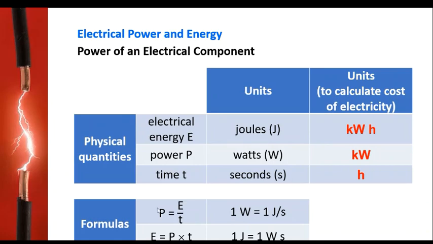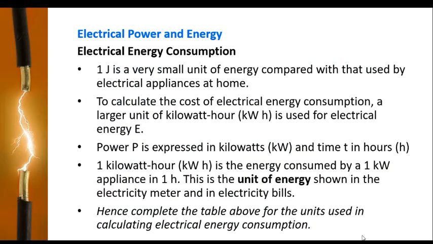So we need to know this formula, which was presented just now. Power equals energy over time. And 1 watt is defined as 1 joule per second. As mentioned just now, 1 joule is a very small unit of energy compared with that used by electrical appliances at home. To calculate the cost of electrical energy consumption, a larger unit, the kilowatt hour, kWh, is used for electrical energy.